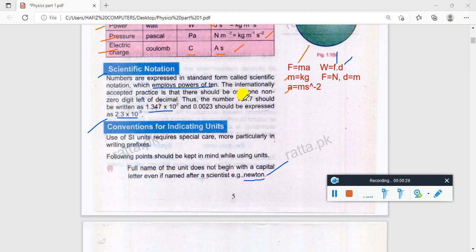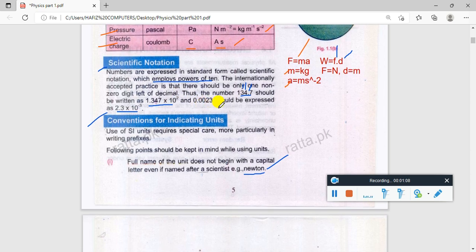When we write this number in scientific notation, we will put the decimal point after the first non-zero digit. Then we will write the power of 10. 10 has power 2 because right after this decimal point, after 7, we have two numbers, 3 and 4. So 1.347 implies power of 2.